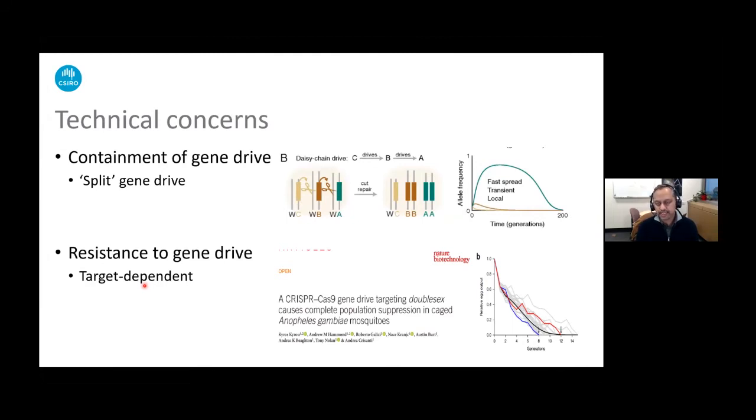So which can really show that there can be a containment of this gene drive over a few generations.